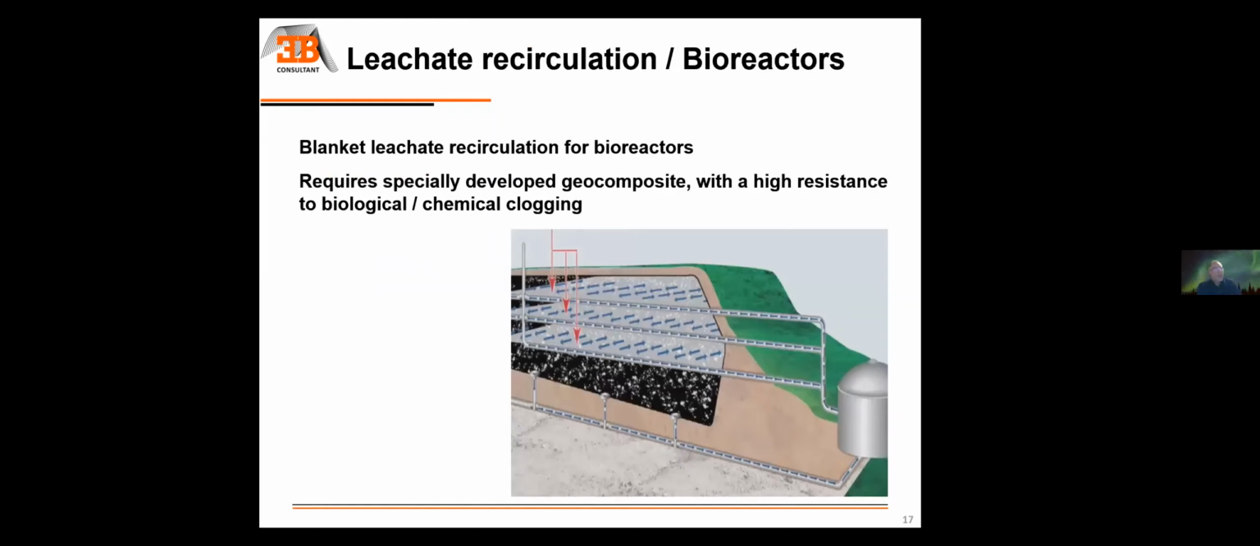In some cases, there is also applications for bioreactors for leachate recirculation. So still in MSW landfill, municipal solid waste.